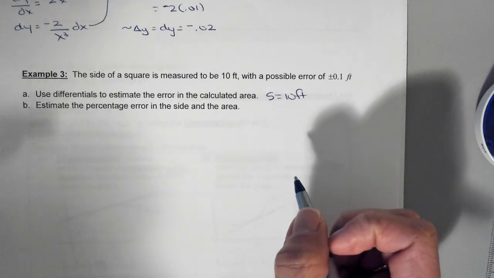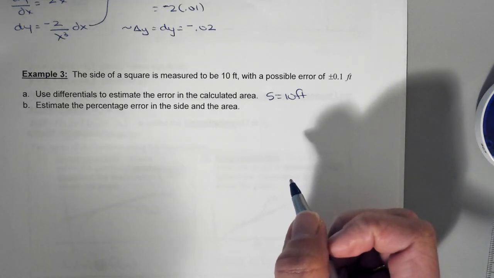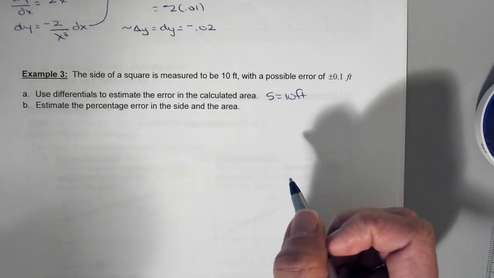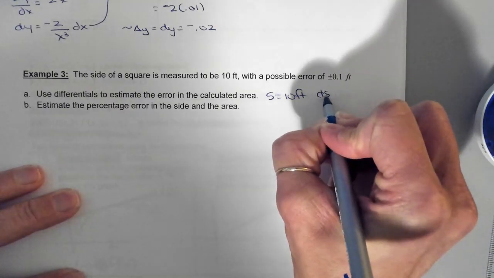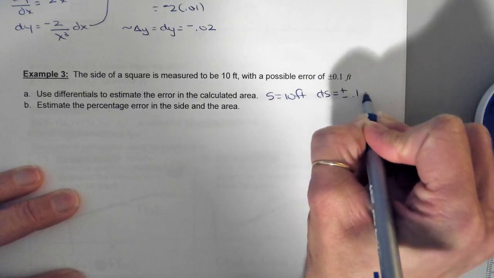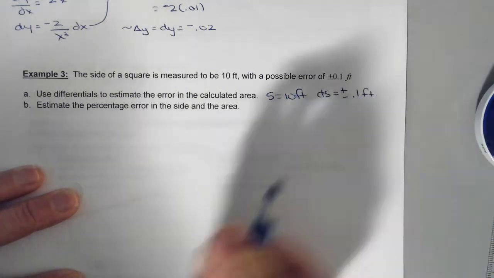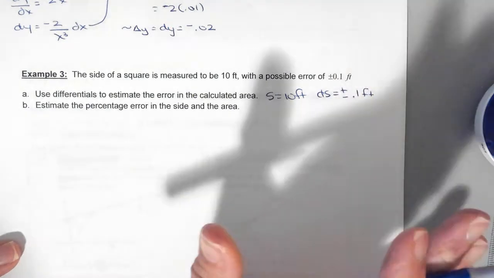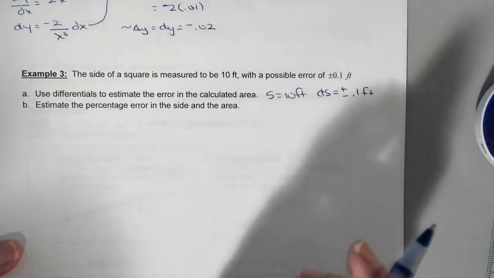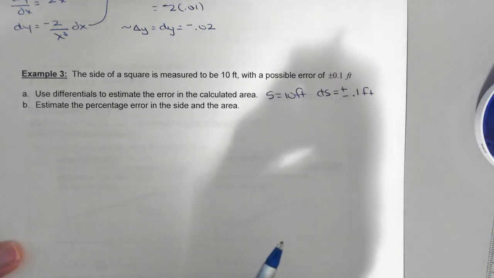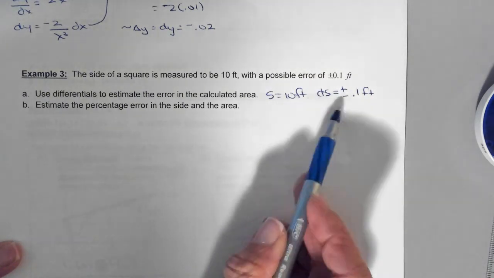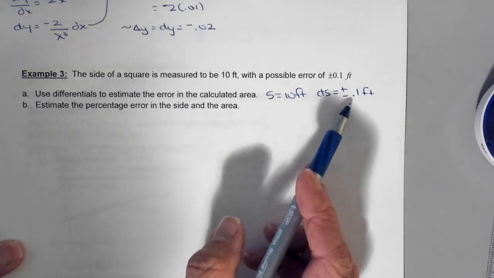So what do I use to represent that? The ds, because it's based on the side. The possible change in the side, right? ds is equal to plus or minus 0.1 foot. Everybody good with this so far? That's all they gave us. I mean, we could find lots of things, like we could find the area if we needed to. Why don't we add that to the 10 foot or subtract it from the 10 foot? Because this is the possible change, the ds.